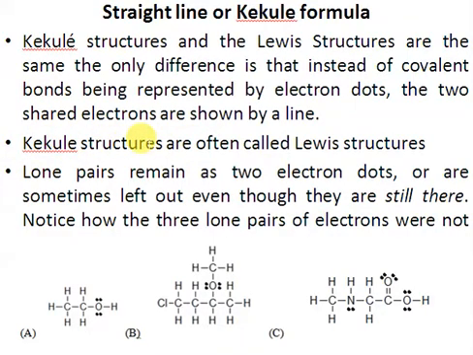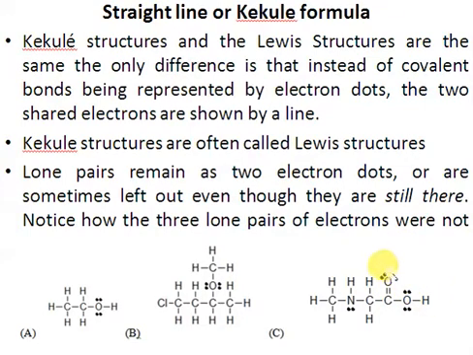So condensed structure is also known as straight line formula, right? Lone pairs are indicated as two dots here, and sometimes they are left out. For example, here in this chlorine we are not showing any lone pairs, although they are still there. So you may show the lone pairs, or you may prefer to leave them out. That depends on your preference. So this is the way of writing a condensed formula.